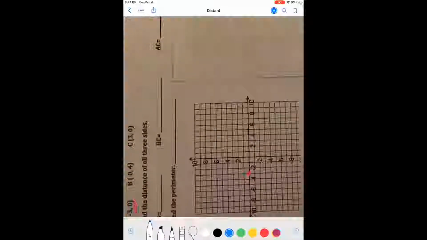Then my B, I'm just going to choose a random color. My B has a 0 as an x value, so I'm going to go nowhere left to right, but I'm going to go up 4 because my y is positive 4. So my B is going to be blue. And then my C, let's do it green. My 3 tells me from the origin I'm going to go over to the right 3. And my 0 tells me I'm not going to go anywhere up or down from our y value. So this is going to be C.